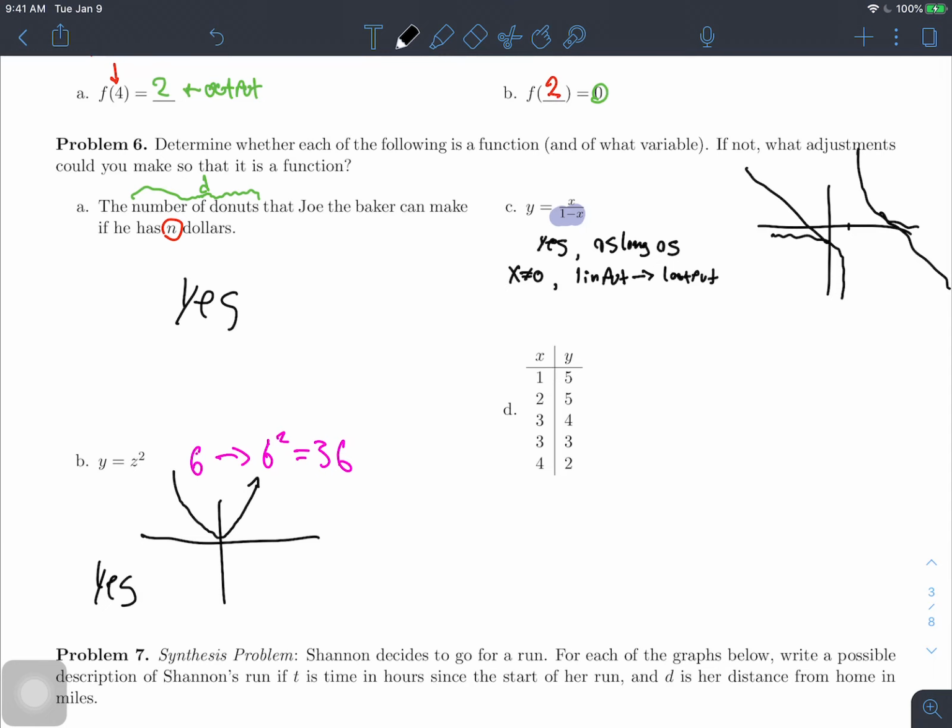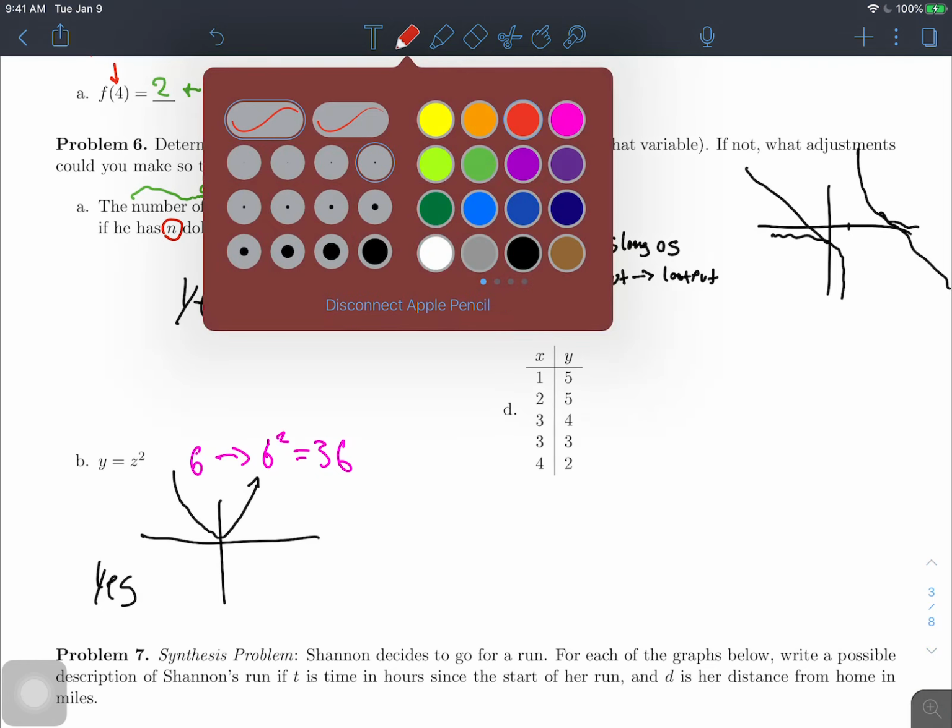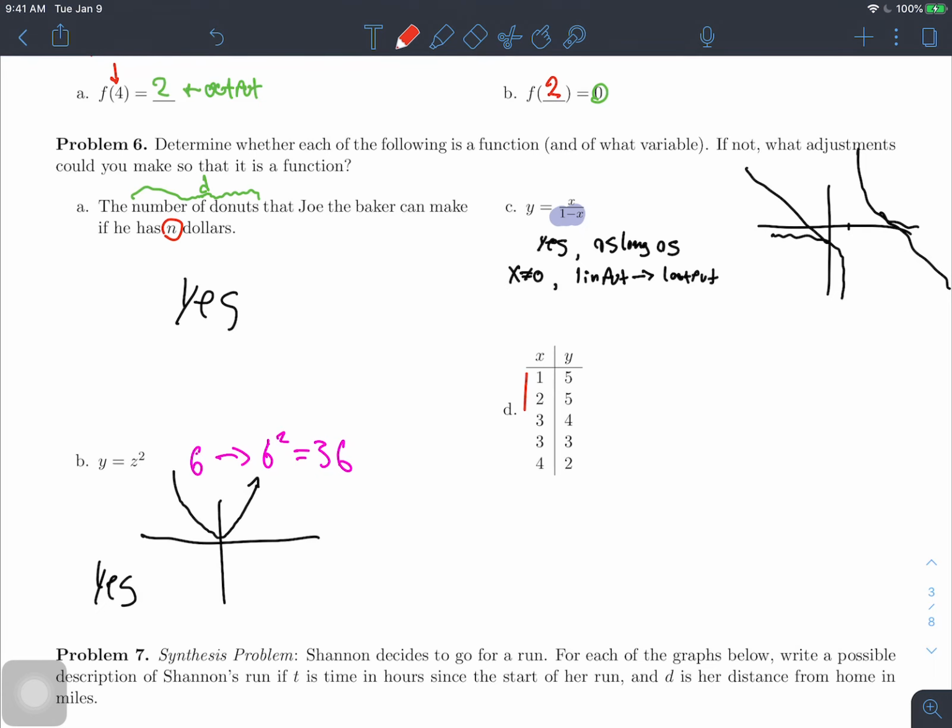We had D. Can somebody identify my inputs versus my outputs for this function? The x is repeated inputs and y is repeated outputs. Exactly. Inputs are going to be my x's, and the outputs are going to be my y's. And is it a function or not? No, because the input 3 has 2. Exactly right.